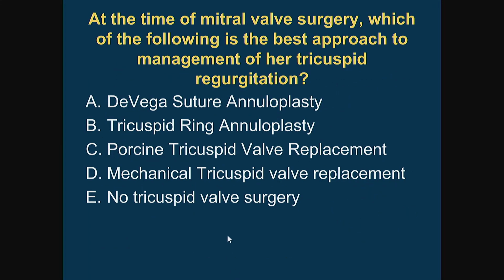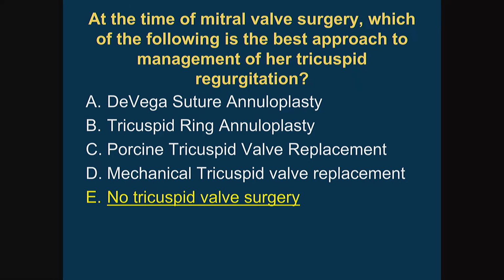at the time of mitral valve surgery, which of the following is the best approach to management of her tricuspid regurgitation? Would you consider A, de Vega suture annuloplasty, B, tricuspid ring annuloplasty, C, porcine tricuspid valve replacement, D, mechanical tricuspid valve replacement, or E, no tricuspid valve surgery?